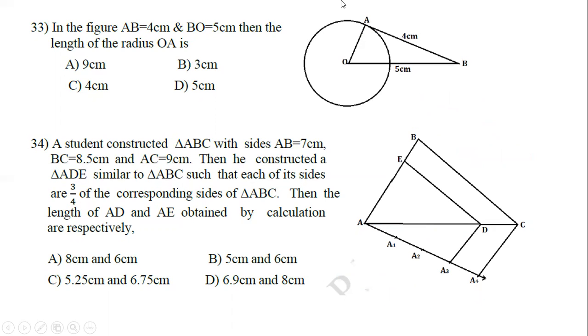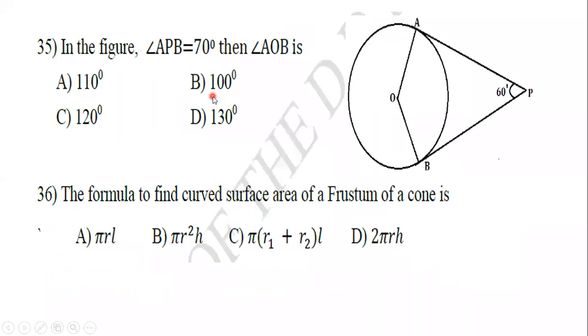Next, 35th sum is, in the given figure, angle APB is equal to 70 degree. Then angle AOB is dash. According to the quadrilateral property, sum of the opposite angles is equal to 180 degree. There already 60 degree is there. Then this one is 120 degree. 120 degree plus 60 degree will give 180 degree. So which option is right? 120 is the correct option.